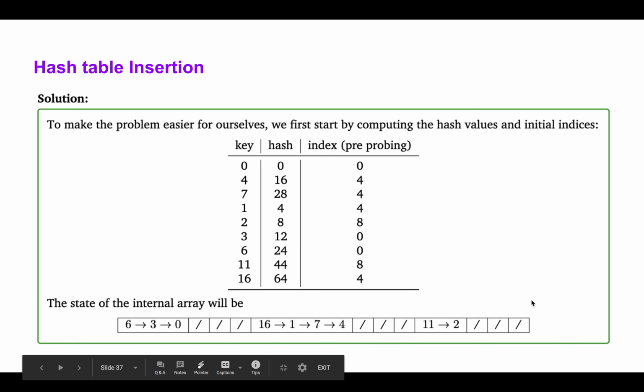Yeah, and that's kind of the basics of hashing.